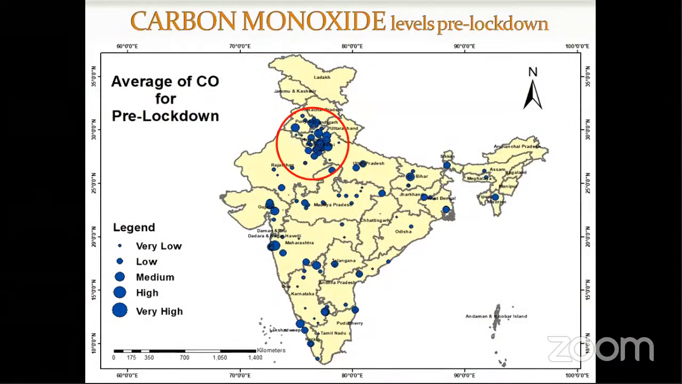The first parameter is carbon monoxide. It is a highly toxic pollutant, as we all know, and it is mostly released into the air when something is burned, mostly fuels in vehicles and other heavy machineries. Even in households, when we use fossil fuels, a minute amount of carbon monoxide is released into the air.